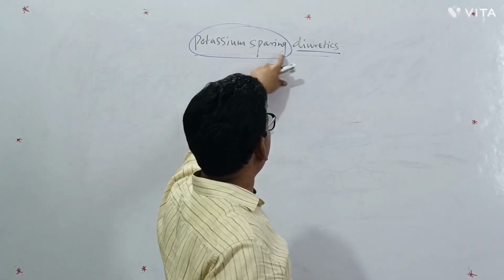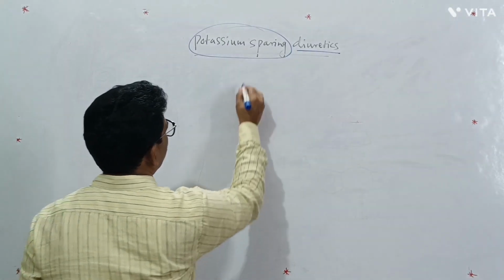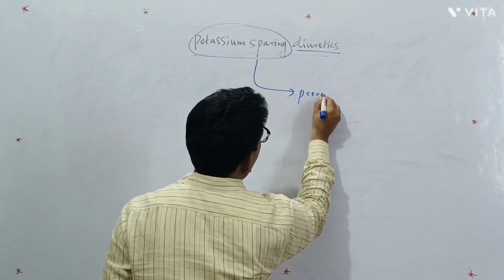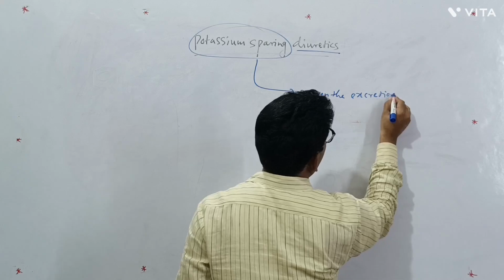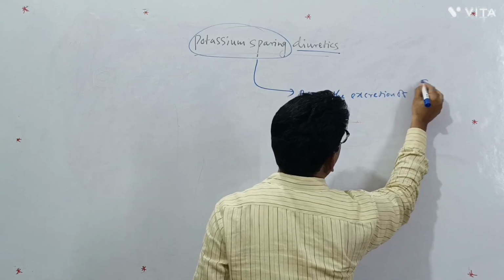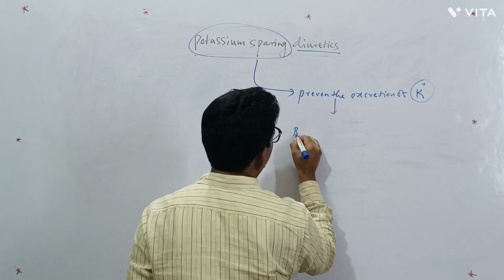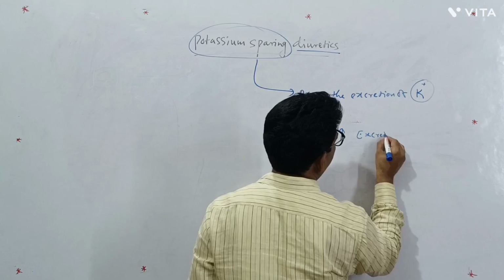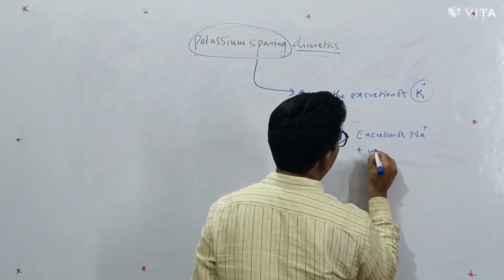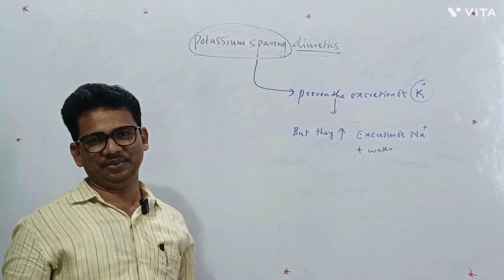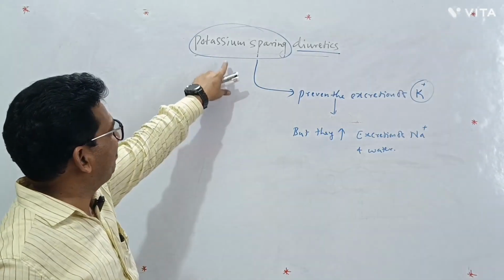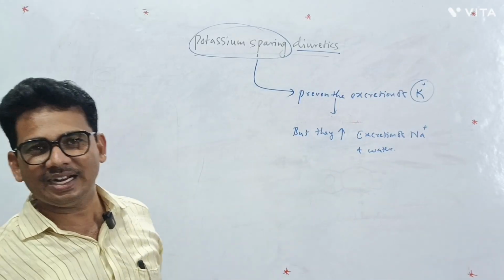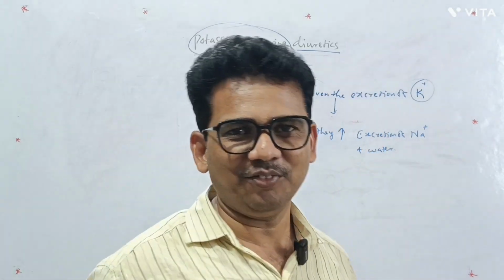That's why it is called what? Potassium sparing diuretics. What will they do? They prevent the excretion of potassium. But they increase the excretion of sodium and water. This is the potassium sparing diuretics. They prevent the excretion of the potassium but increase the excretion of the sodium and water to act as the diuretic. You might get one doubt.